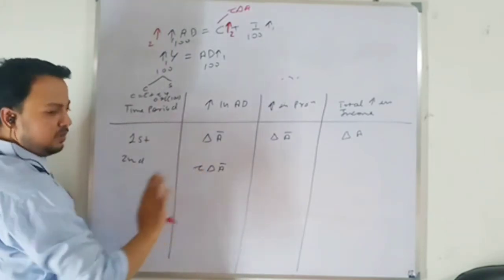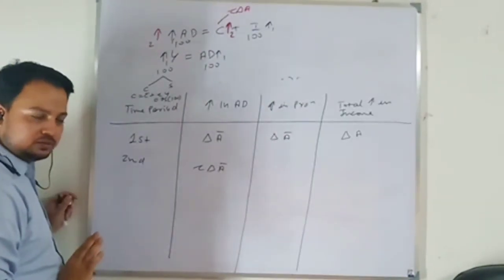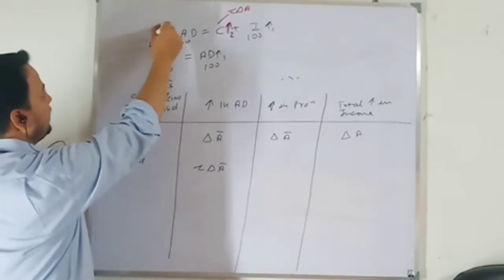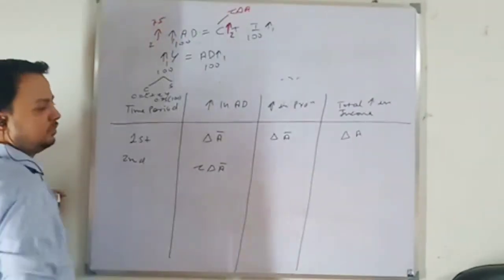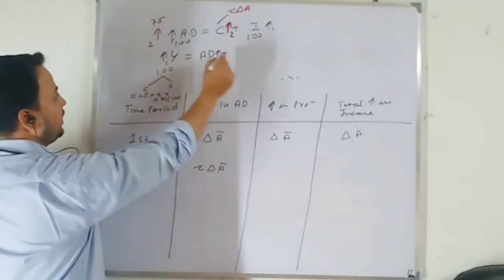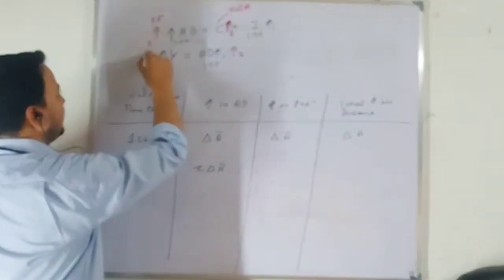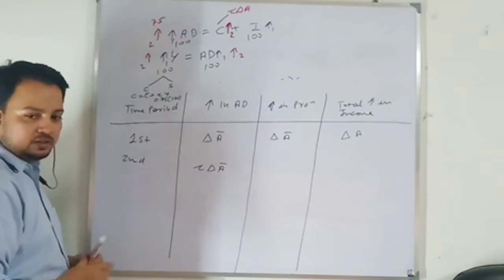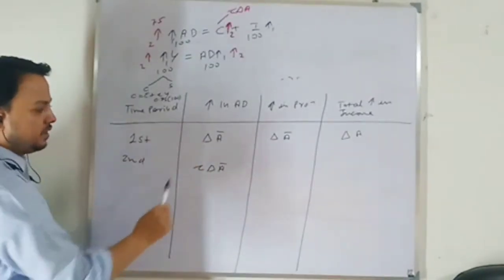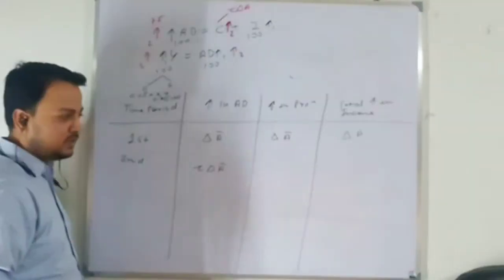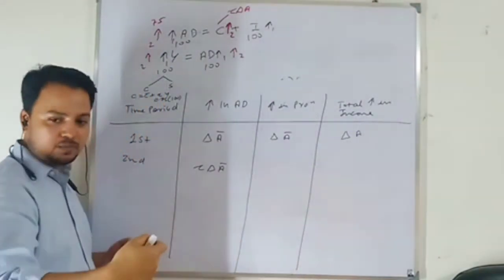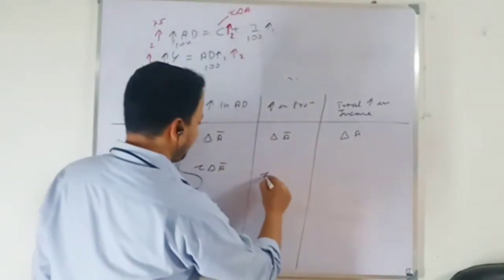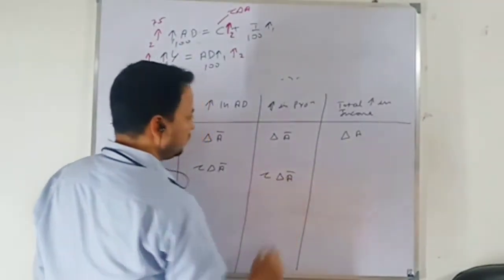This is what I have written. So in the second round, your aggregate demand will increase by 75. When your aggregate demand increases, your income will again increase by 75 in the second round. Why? Because when your aggregate demand increases by 75, production has to be increased by this much, because you have idle capacity, you can increase production. So production will increase by this amount.